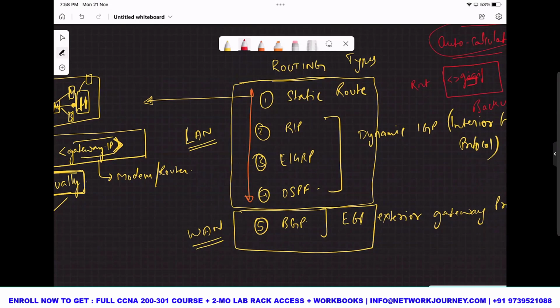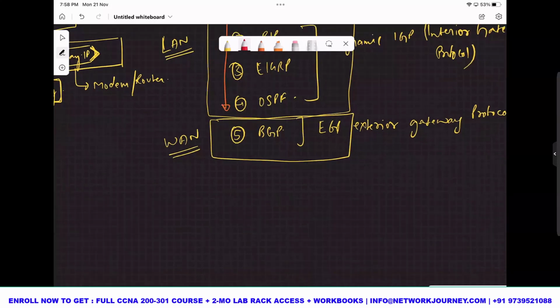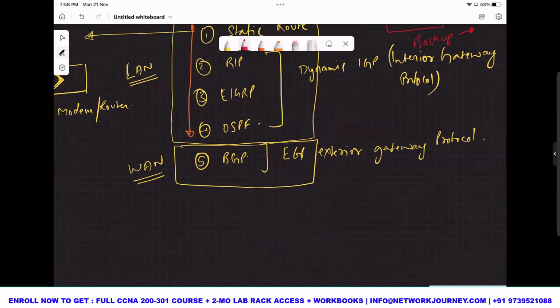So at the end, to reach that, they will auto calculate it, and they will find the best shortest path to reach that. Okay. So that is a dynamic IGP or dynamic protocol. Whereas in the exterior BGP condition, we define our neighbors, because this is a WAN side. If I put dynamic instead, in case of WAN, there will be too much noise.